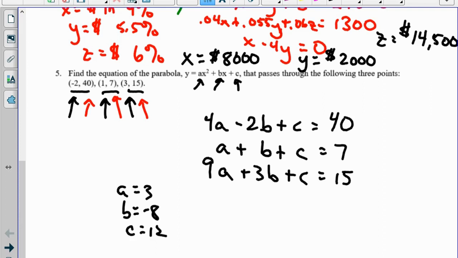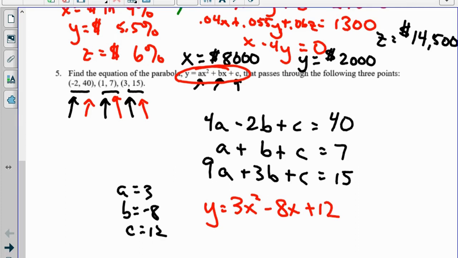If I solve this system of equations, I'm going to end up getting a equals 3, b equals -8, and c equals 12. Notice that the problem asked us for the equation of the parabola, so our answer actually has to be in terms of an equation of a parabola. So the equation of the parabola is y equals 3x squared minus 8x plus 12.